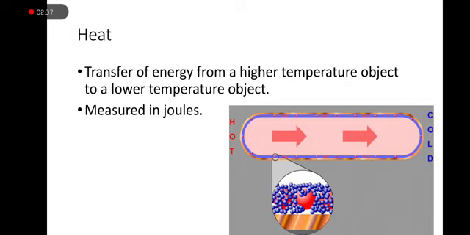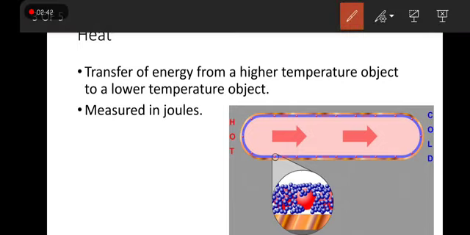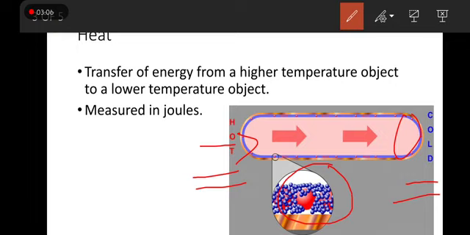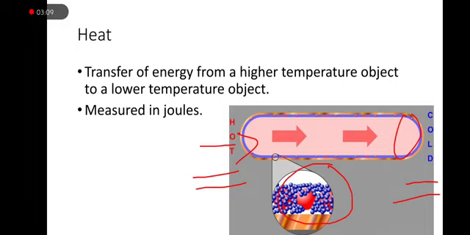You can see easily in this picture, one side is cold and this side is hot, and these are the atoms or particles. When we give heat to this side, all the particles will start to vibrate, and then they will pass heat energy from this point to this point. This is heat, and it is measured in joules.